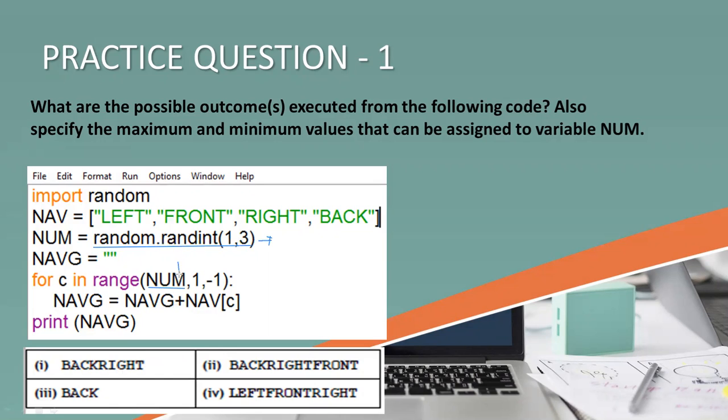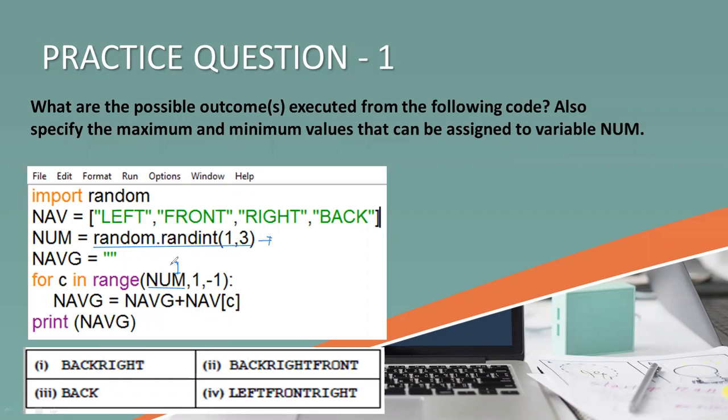If num is equal to 1, it is not going to give us any output, because the loop will not be executed. So for the first case, the loop is not going to give us any output. But in the options, we have no option like no output. So in the second case, suppose num is equal to 2.